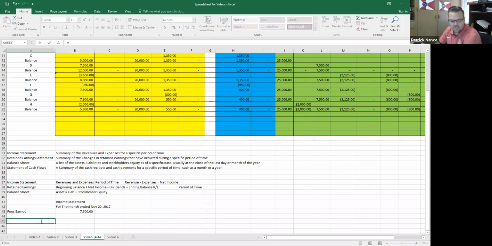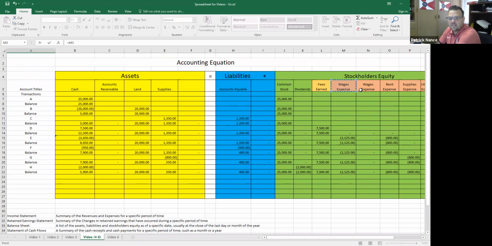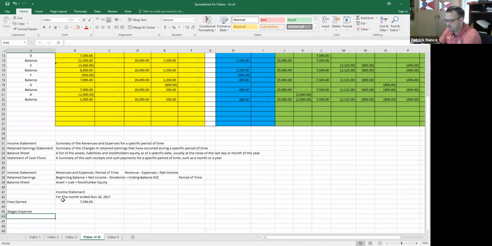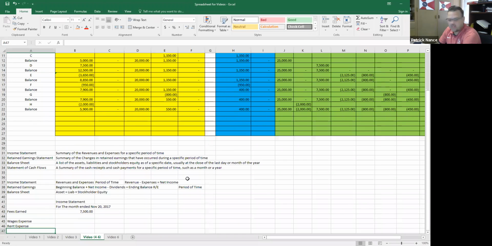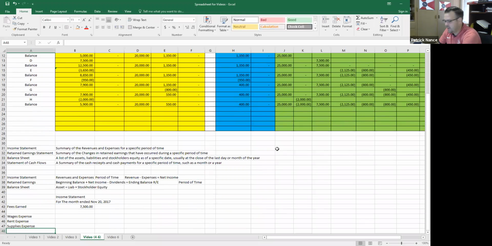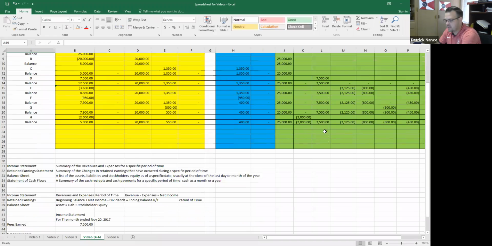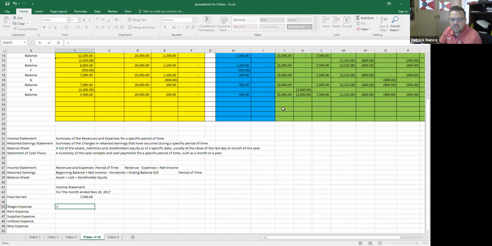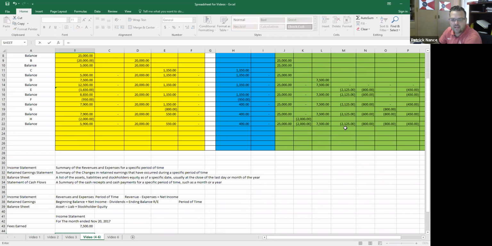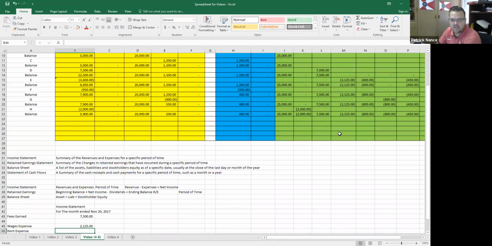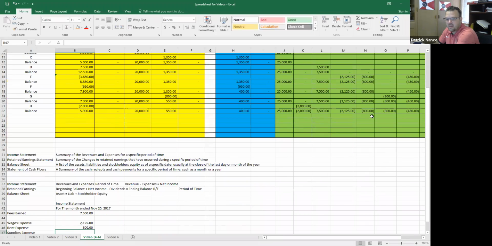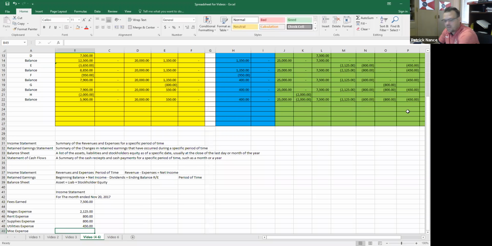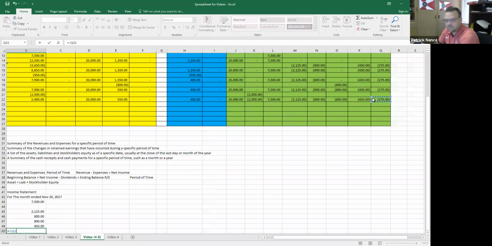And then I'm going to take out all of my expenses: wages expense, which I have twice for some reason, so I'll get rid of this. Wages expense, rent expense. I'm just hitting equals and clicking on these so I don't have to retype them. Supplies expense, utilities expense, and miscellaneous expense. They are negative, but I want them to show up positive, so I'm going to put equals negative and put these numbers down. Equals negative 800. Equals negative again.